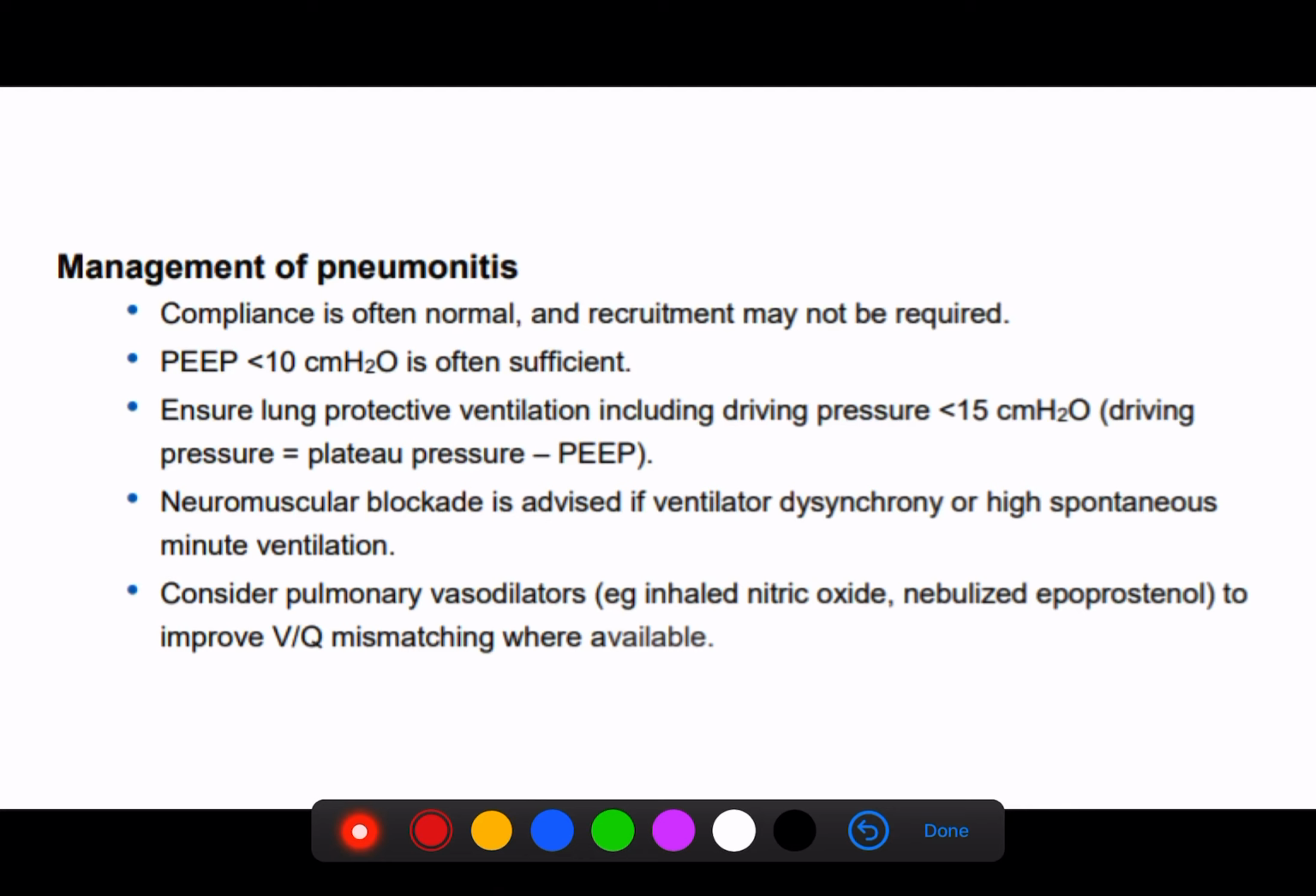Now, it's often important just to go over the management of the pneumonitis patients. And often in the first few days of severe COVID infection requiring critical care, you find that a lot of patients have this so-called L phenotype of COVID. I've gone through that in another video, so please check out my channel to go through that in a lot more detail. But what we find is that the compliance is often normal, and so there's an argument that these patients may not need recruitment.